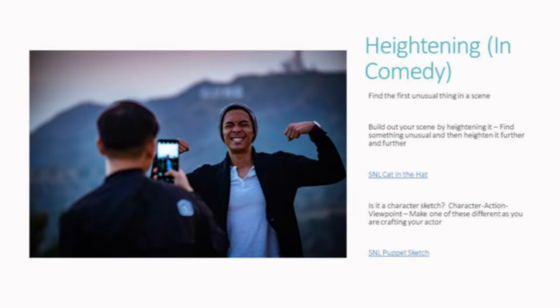So again, heightening in comedy. Finding the first unusual thing in a scene. When you're writing for comedy, you want to build out your scene by heightening it. Find something unusual and then heighten it further and further. For instance, I have taken a writing class at the Upright Citizens Brigade, which is an excellent improv studio here in New York City. And so I wrote a skit about a clown who wound up performing at funerals, because it's kind of odd, I think, to have a clown at a birthday party. Somebody who's painted and who just kind of does tricks and makes fun of kids and does stuff in front of them to celebrate somebody's existence in the world. That's kind of weird. We accept it for what it is, but it is kind of strange.